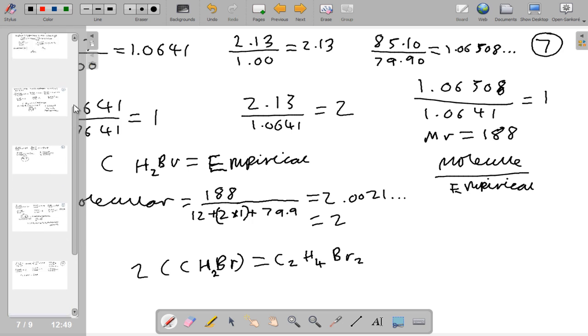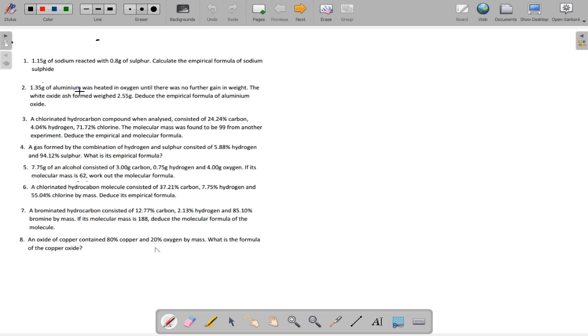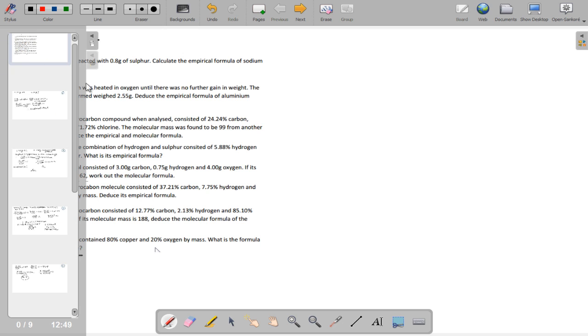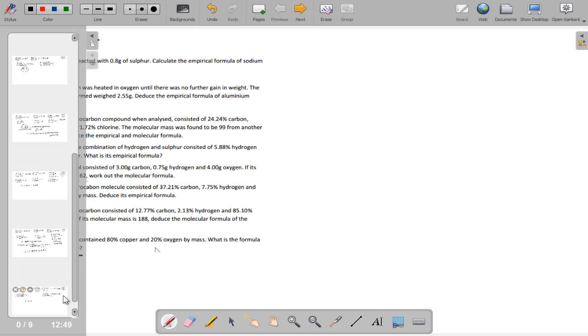And now for the final question. You should be getting pretty good at these by now. An oxide of copper containing 80% copper and 20% oxygen by mass. What is the formula of the copper oxide? So we need to do the same thing again, just with copper and oxygen. So I'll give you a quick pause.